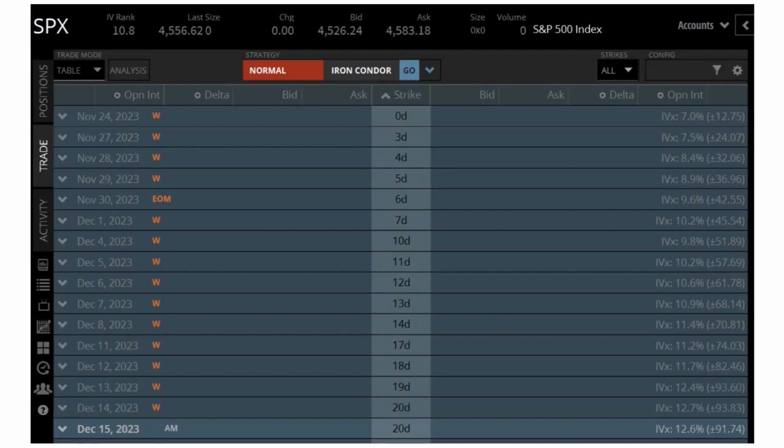I do recommend that you open an account with at least a few $1,000s so that you can place several different trades. Punch in SPX in the upper left while on the trade page. Here's the SPX chain, which pops up when we are on the trade tab. We click on the 0 DTE to open up that chain.